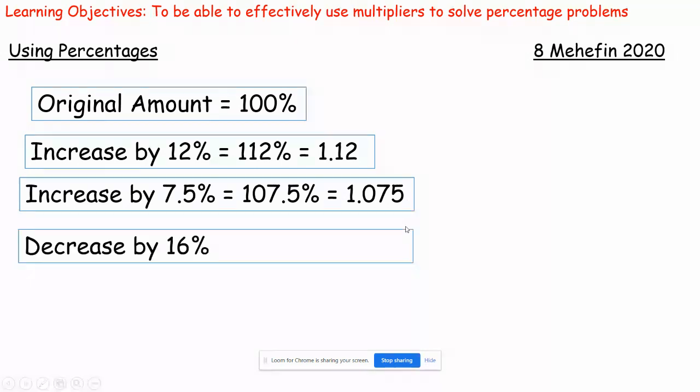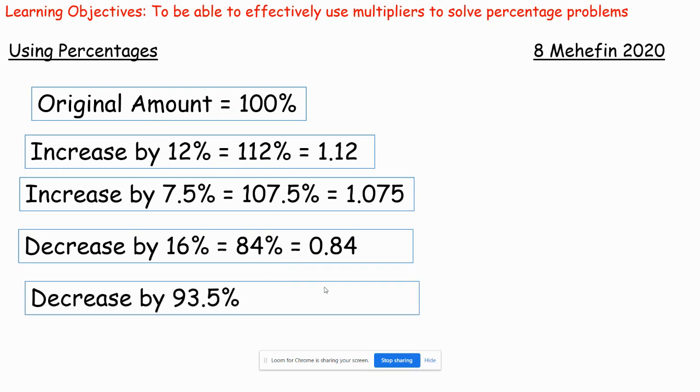Let's have a look at a decrease. If we want to decrease by 16%, decrease means go down. We're starting at 100%. Decrease means subtract 16%. If you take 16 off 100, you go down to 84%. And then we have to turn that 84% into a decimal. Divide by 100, and we get 0.84. No more percentage sign because it's a decimal equivalent of 84%.